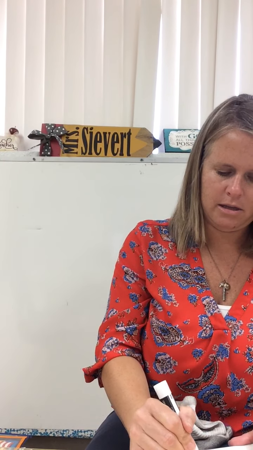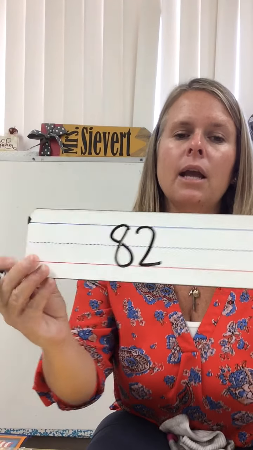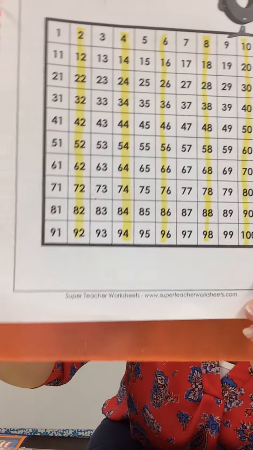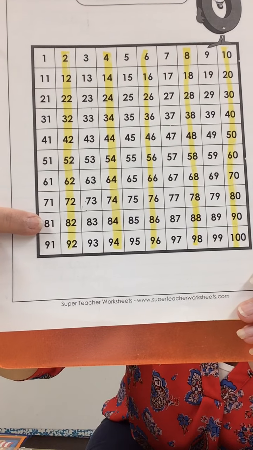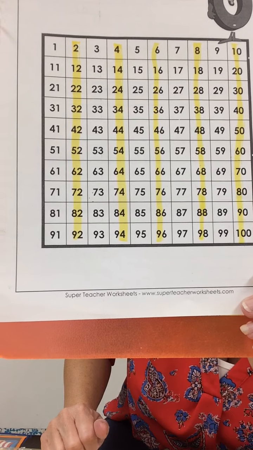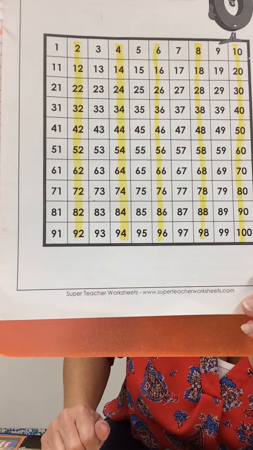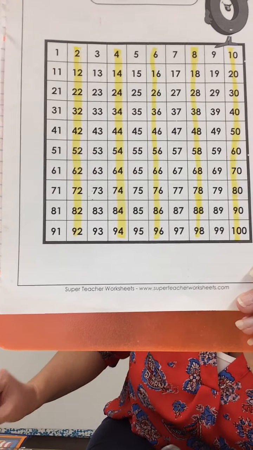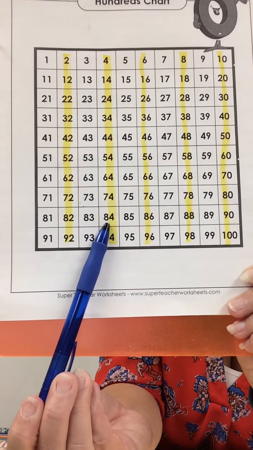Okay, here we go. I am going to be 82. Okay, so 82. I'm going to put this up. Okay, 82 is going to be in this row, so you need to find the 82. What comes next after 82, counting by 2s? You should have written 84.